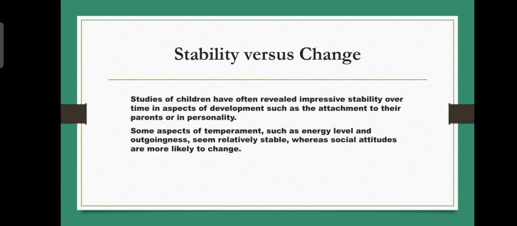So, studies of children have often revealed impressive stability over time in aspects of development. More likely to change. So, in developmental psychology, stability is the theory that certain personality traits remain stable regardless of a person's development throughout life. For example, a typical student may demonstrate stability in various cognitive processes, affection for their parents, or the desire to remain safe from danger.